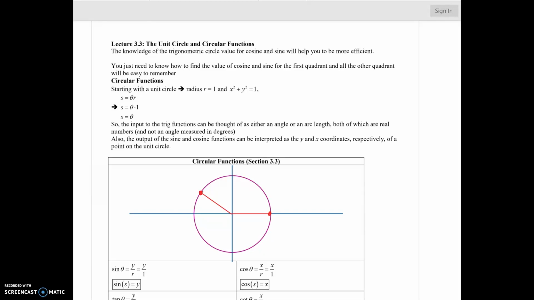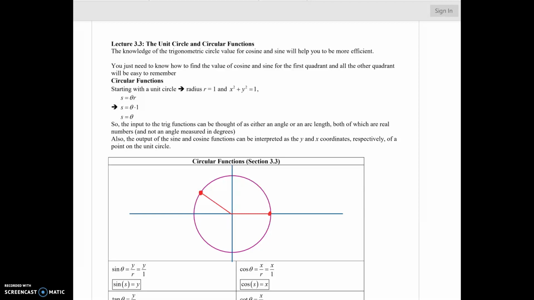Alright guys, so now we are going to talk about lecture 3.3, the unit circle and circular functions. Knowing the trigonometric values for cosine and sine will help you to be more efficient. You have to remember this trigonometric circle for the final. You just need to know how to find the value of cosine and sine for the first quadrant. When you know the first quadrant, all the other quadrants will be very easy to remember.